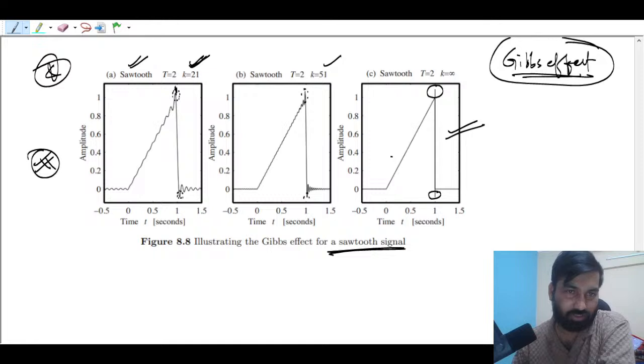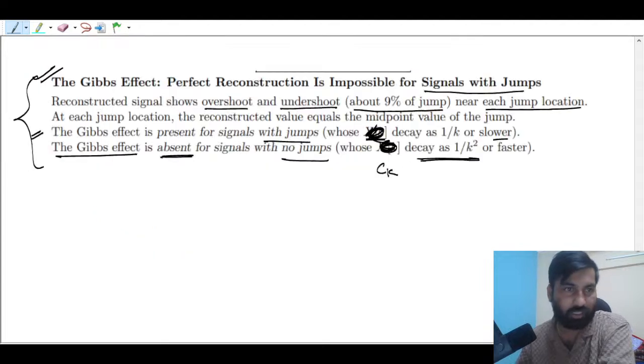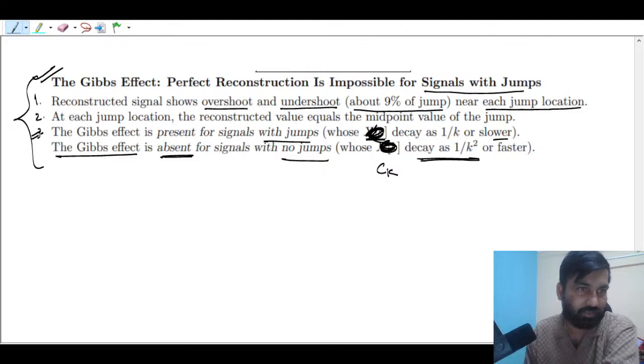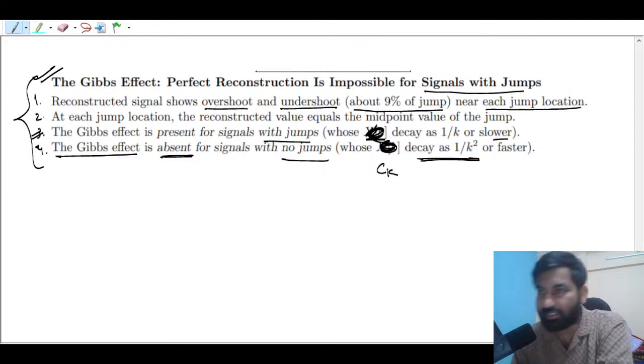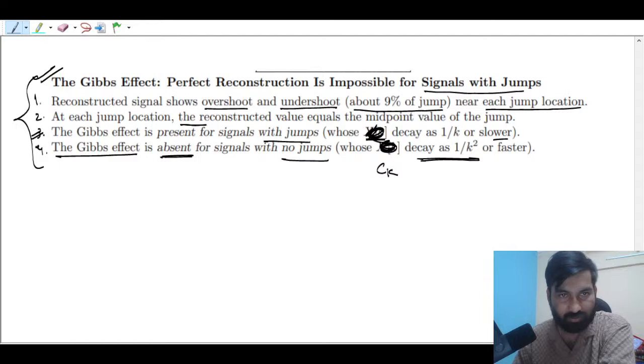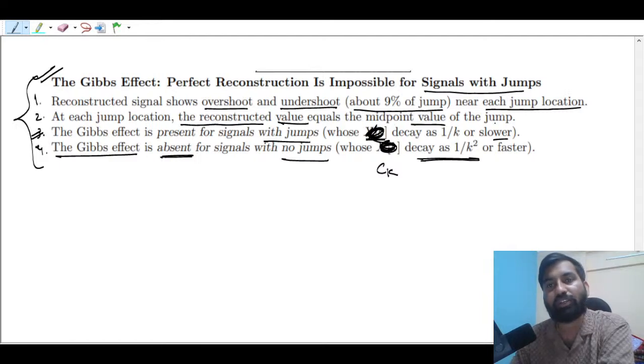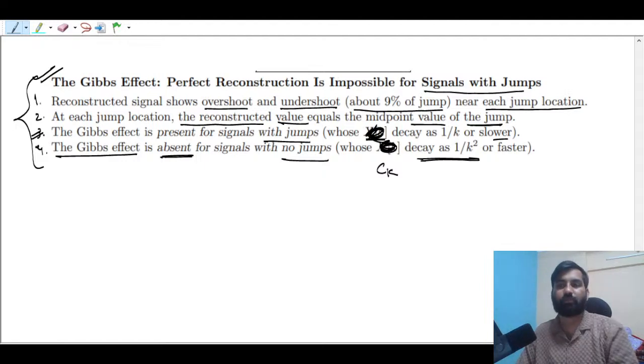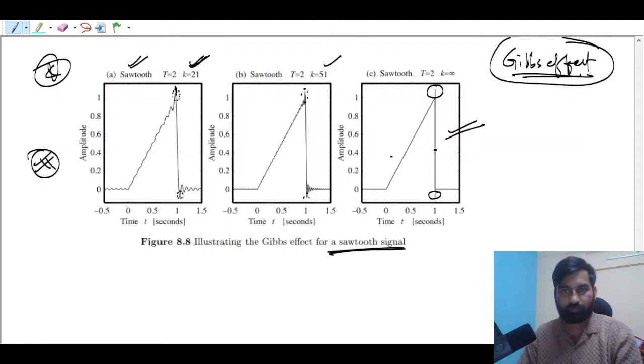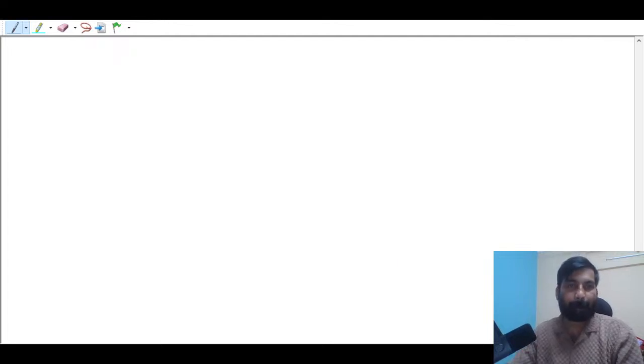And at each jump location, the reconstructed value equals the midpoint value of the jump. This is also a point you have to remember. So this is the first point, second, third, and fourth. So at each jump location, the reconstructed value equals the midpoint value of the jump.